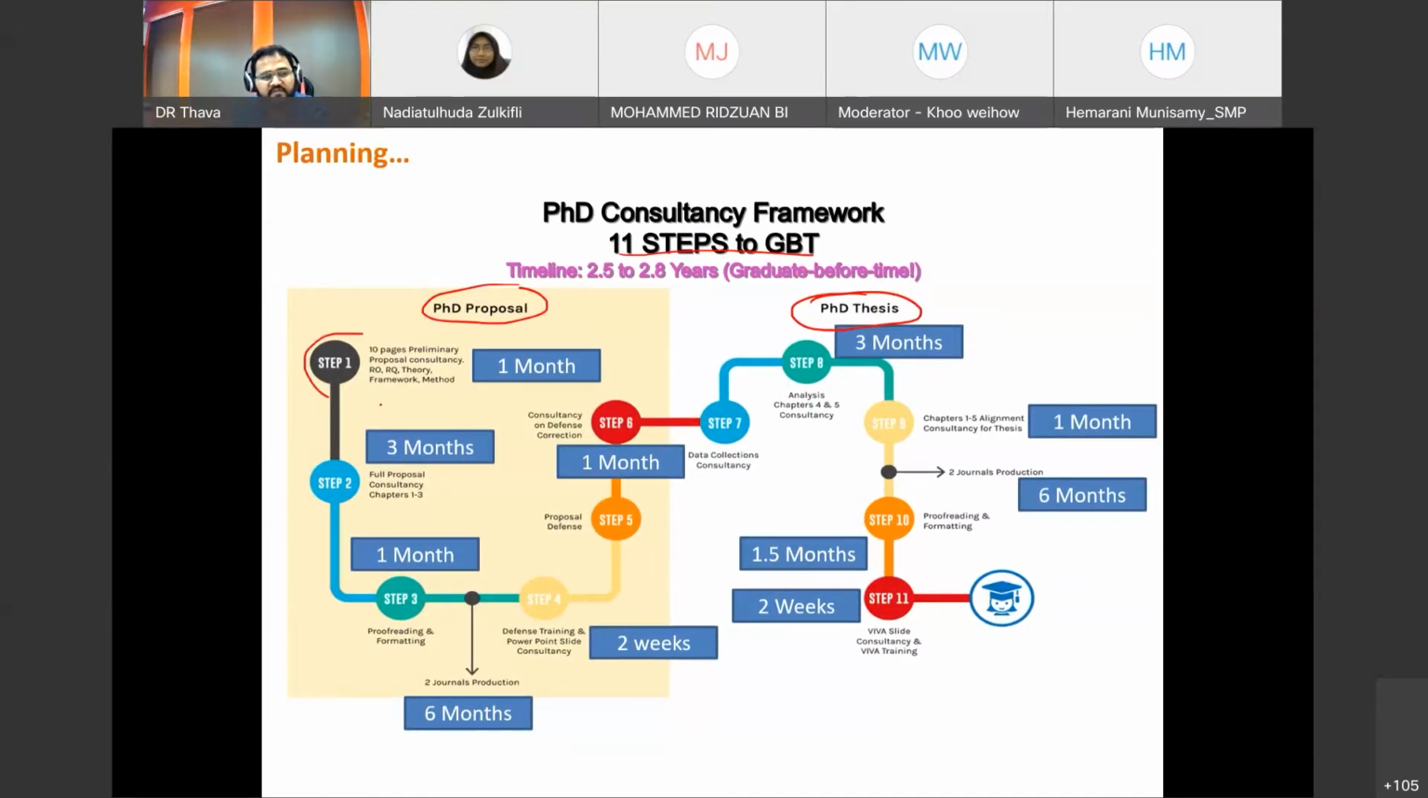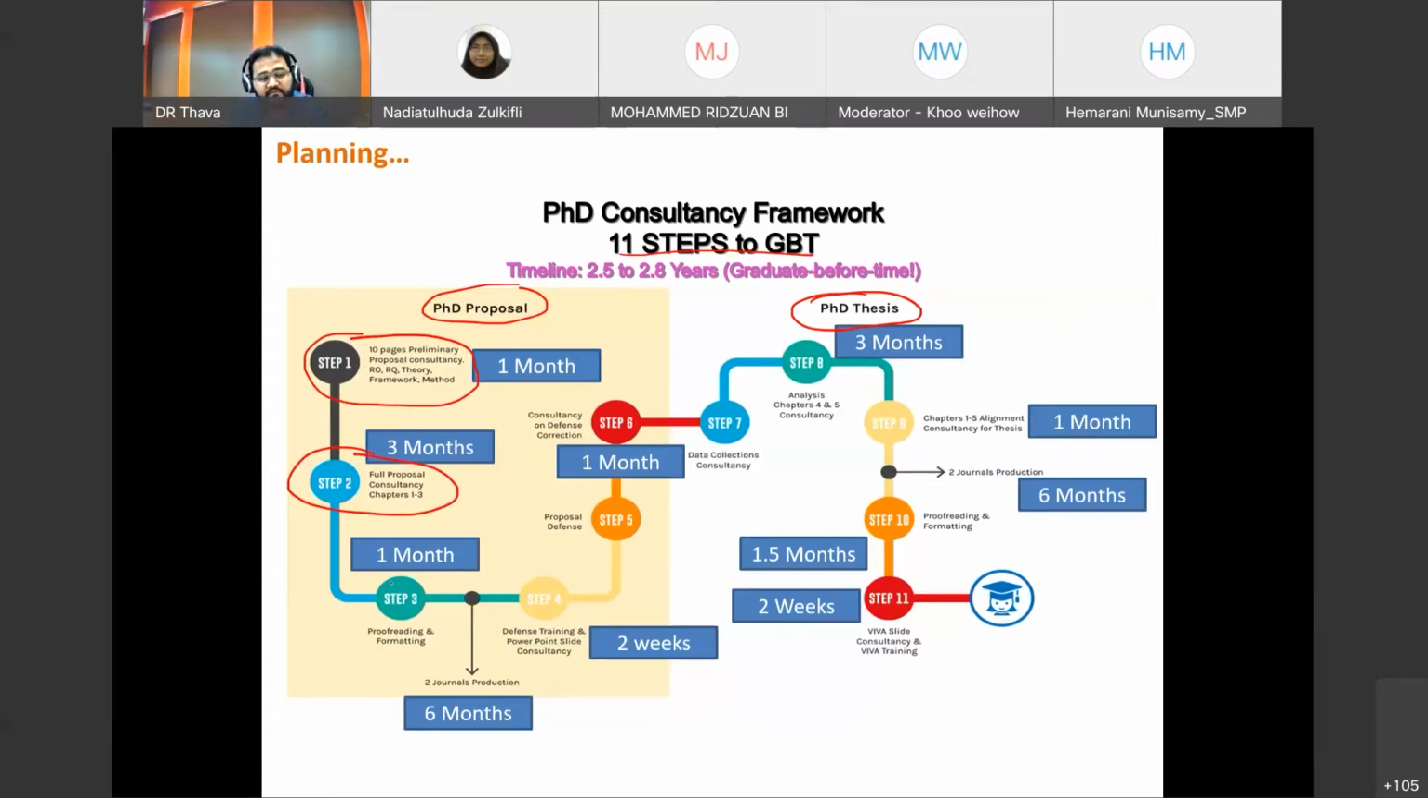Always when you start your PhD, you start with step one, a 10 pages proposal. This 10 pages proposal is not the same proposal that you write and submit to a supervisor to get a PhD and so on. This is a solid proposal that gives a very important, mind-blowing idea so that you can write a very good chapters 1 to 3, a full proposal for your proposal defense or candidature defense, whatever you call it in your university.